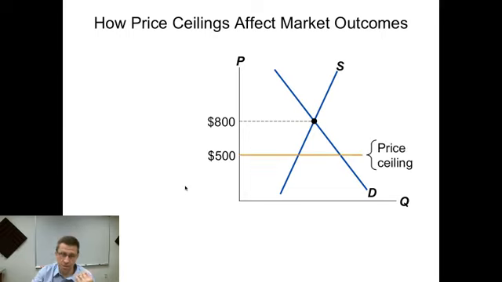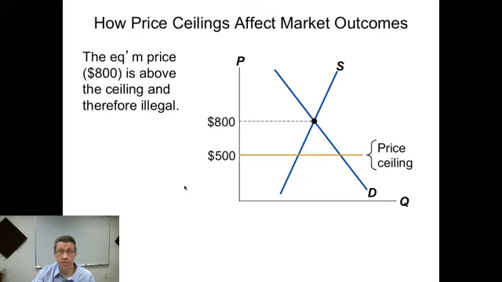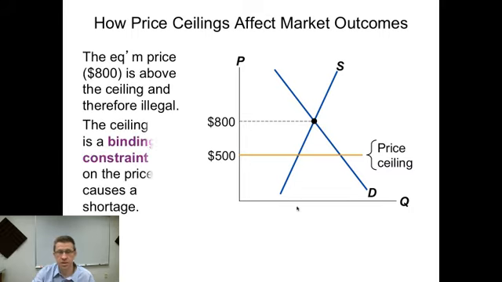So what about the case, though, of $500, right? This is the case that is going to matter. The equilibrium price of $800 would be illegal because it's above the price ceiling. So this was what we call a binding constraint on the price. It will cause a shortage.